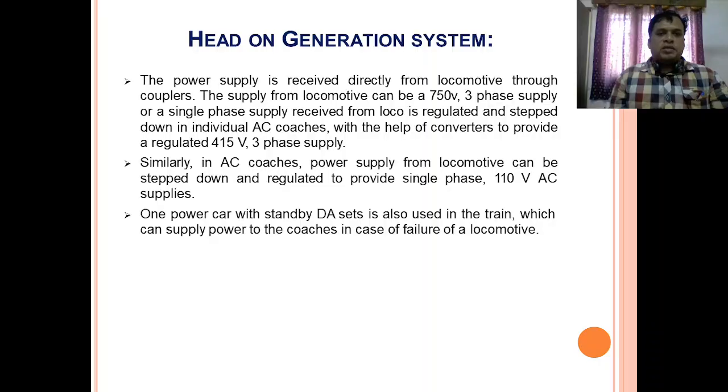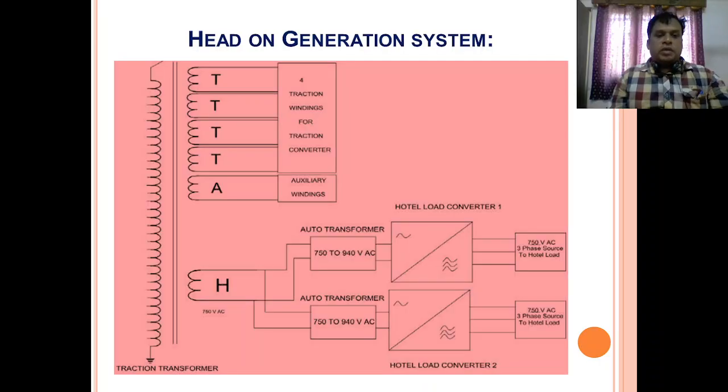This is a diagram of the head-on generation system. In this system, we have this particular transformer as shown by the arrow here, the traction transformer. Here you have the symbols T, T, T, and these are the traction windings for the traction converter, and these are the auxiliary windings named A for auxiliary winding, and also you have H here.